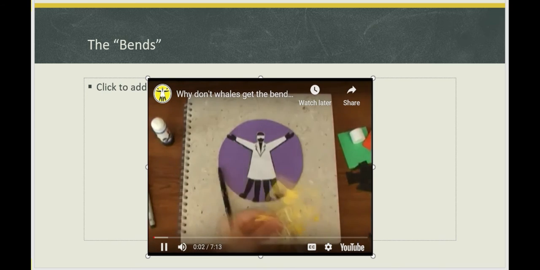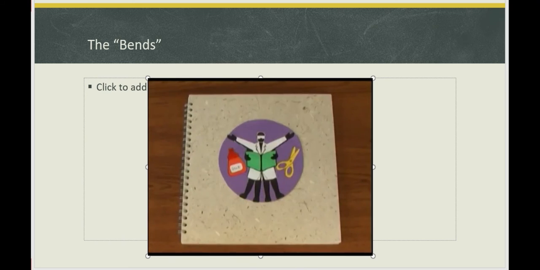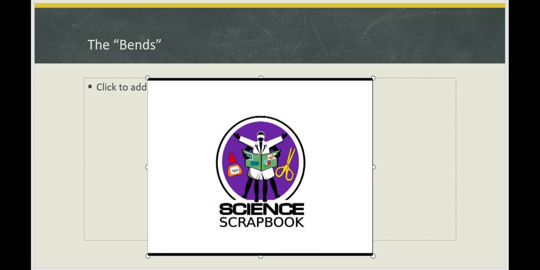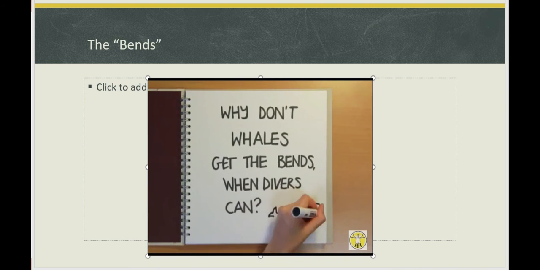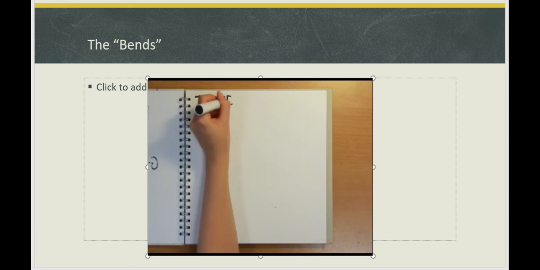Drawing out the facts, the Naked Science Scrapbook. Hello and welcome to the Naked Science Scrapbook from the Naked Scientist. This time we're answering the question, why don't whales get the bends when divers can? If scuba divers surface too quickly, they can get the bends. But what is the bends? And why don't whales that can dive over 2 kilometres down get it when they come back up to the surface? First of all, what is the bends?